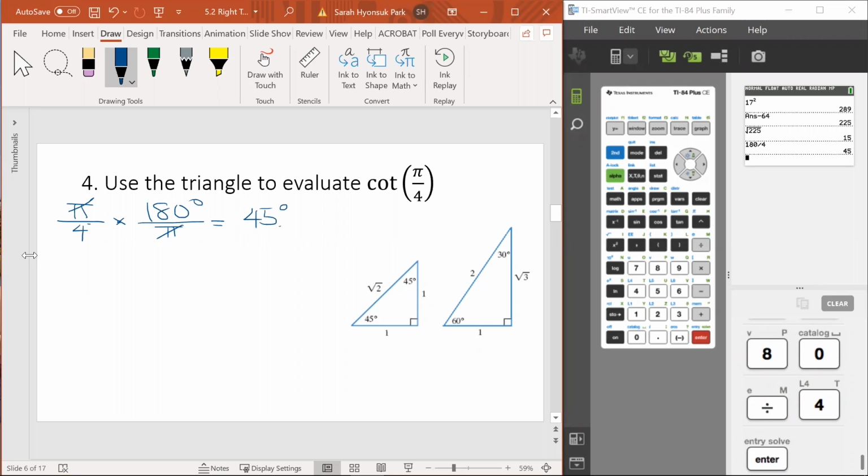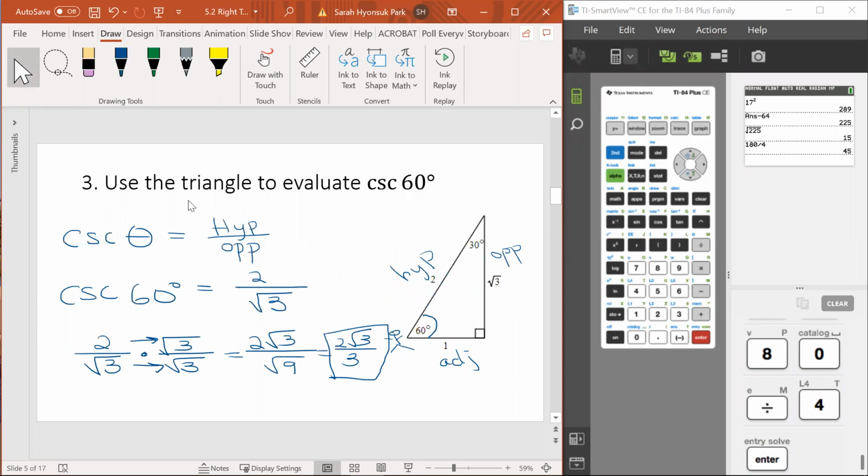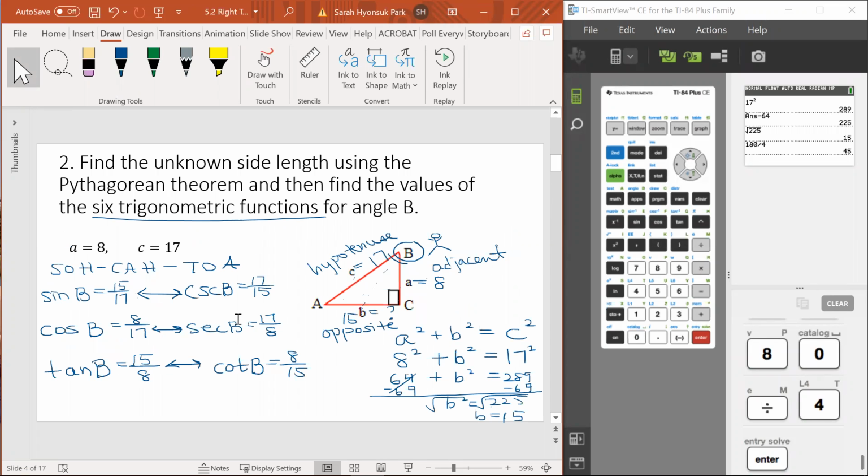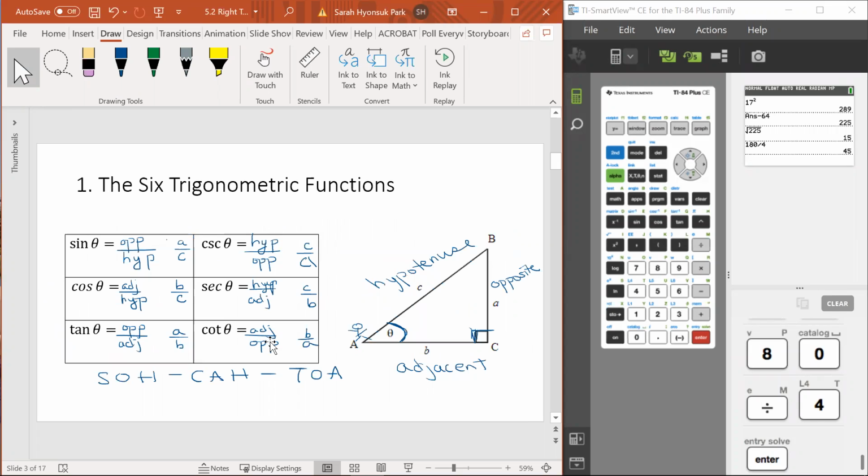So here's 45 degrees. Just pick one. There's 2, but I'm going to pretend I'm standing here. Label the opposite side. Label the adjacent side. Label the hypotenuse. And then go back to, if you're not sure yet, cotangent of pi over 4 is the same thing as cotangent of 45 degrees. And if you're not sure what cotangent is, go back to the first chart, which you should have written down. Cotangent is adjacent over opposite.